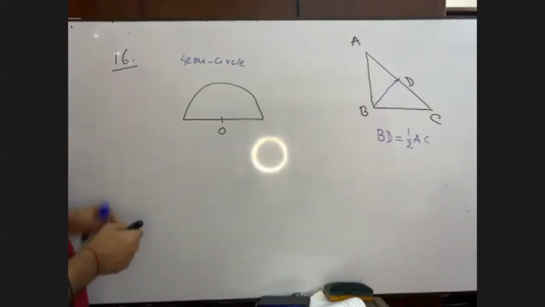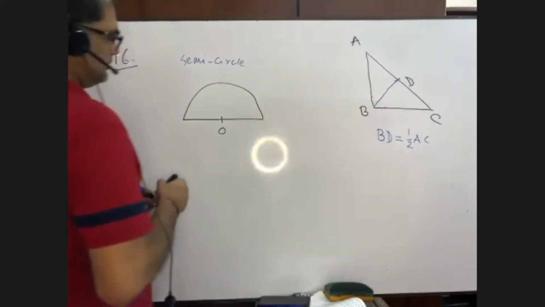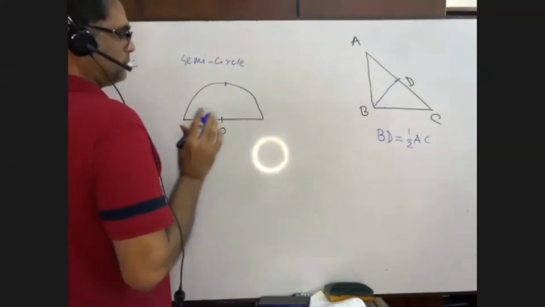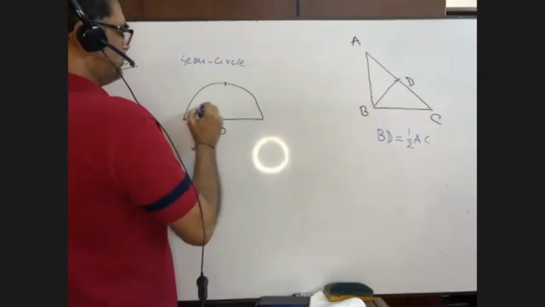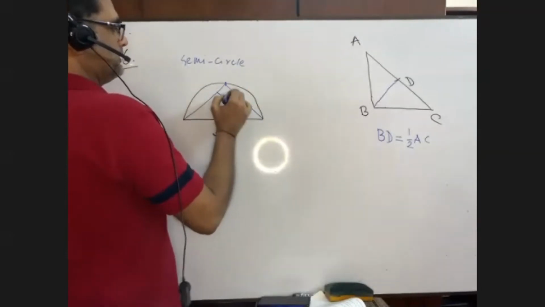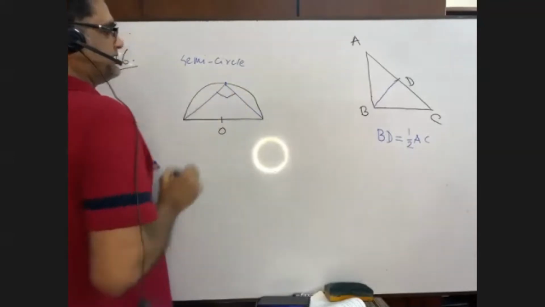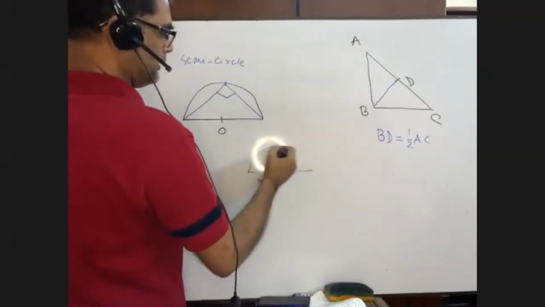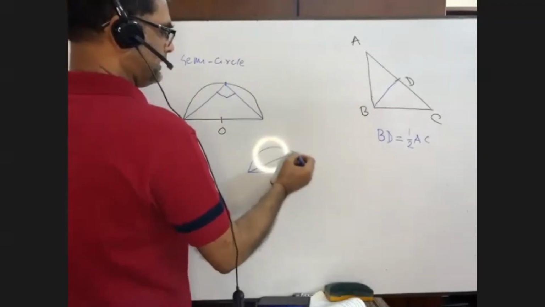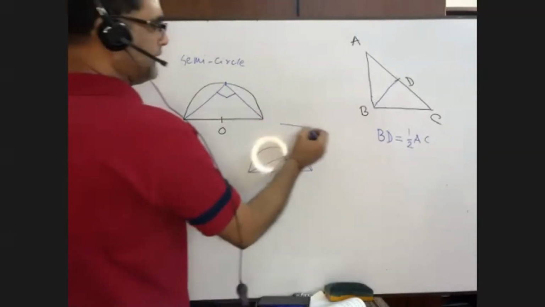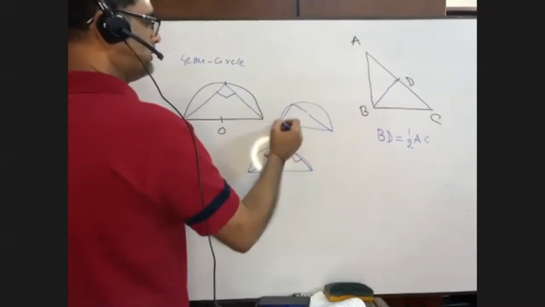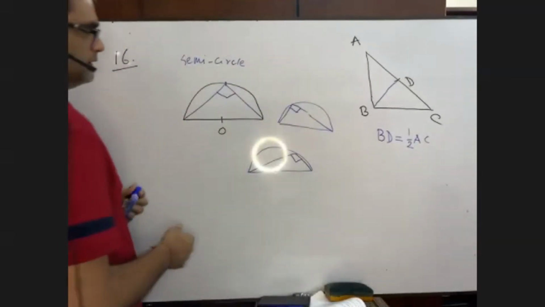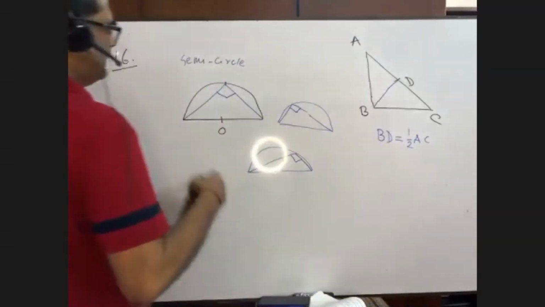Now, what is the formula? Suppose we have taken a point here, any point. If we join this, the angle formed here is 90 degrees. Anywhere, the angle formed is 90 degrees. You understand? Is there any basic reason for the angle being 90 degrees?